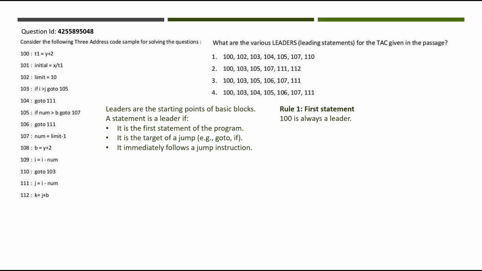Let's get into rule 1. So this is 1, 2 and 3. The first statement. This is the very first statement of the TAC code. So 100 is always a leader. So 100 is present in all the 4 options.